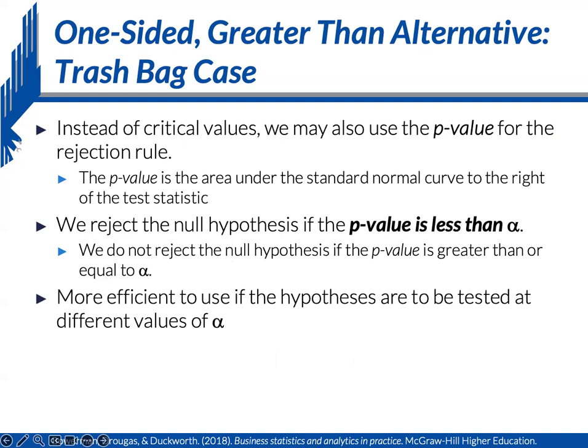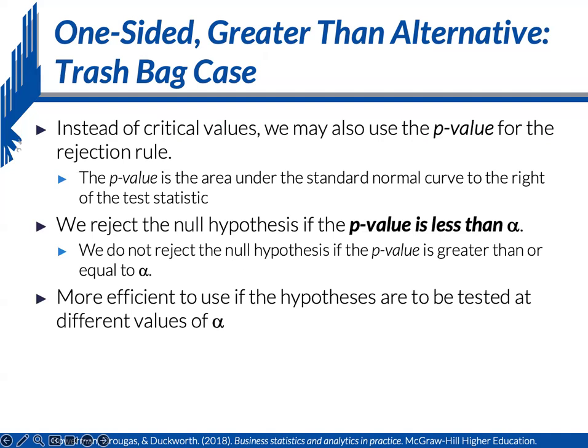Now, if we use the p-value method, the rejection rule is a bit different. For the p-value method, the rejection rule states that we reject the null hypothesis if the p-value is less than alpha. So instead of looking for a critical value, we will compute for a p-value and then just directly compare that to alpha. And if the p-value is less than alpha, then we can reject the null hypothesis. Or in other words, if the p-value is greater than or equal to alpha, then we will not reject the null hypothesis.